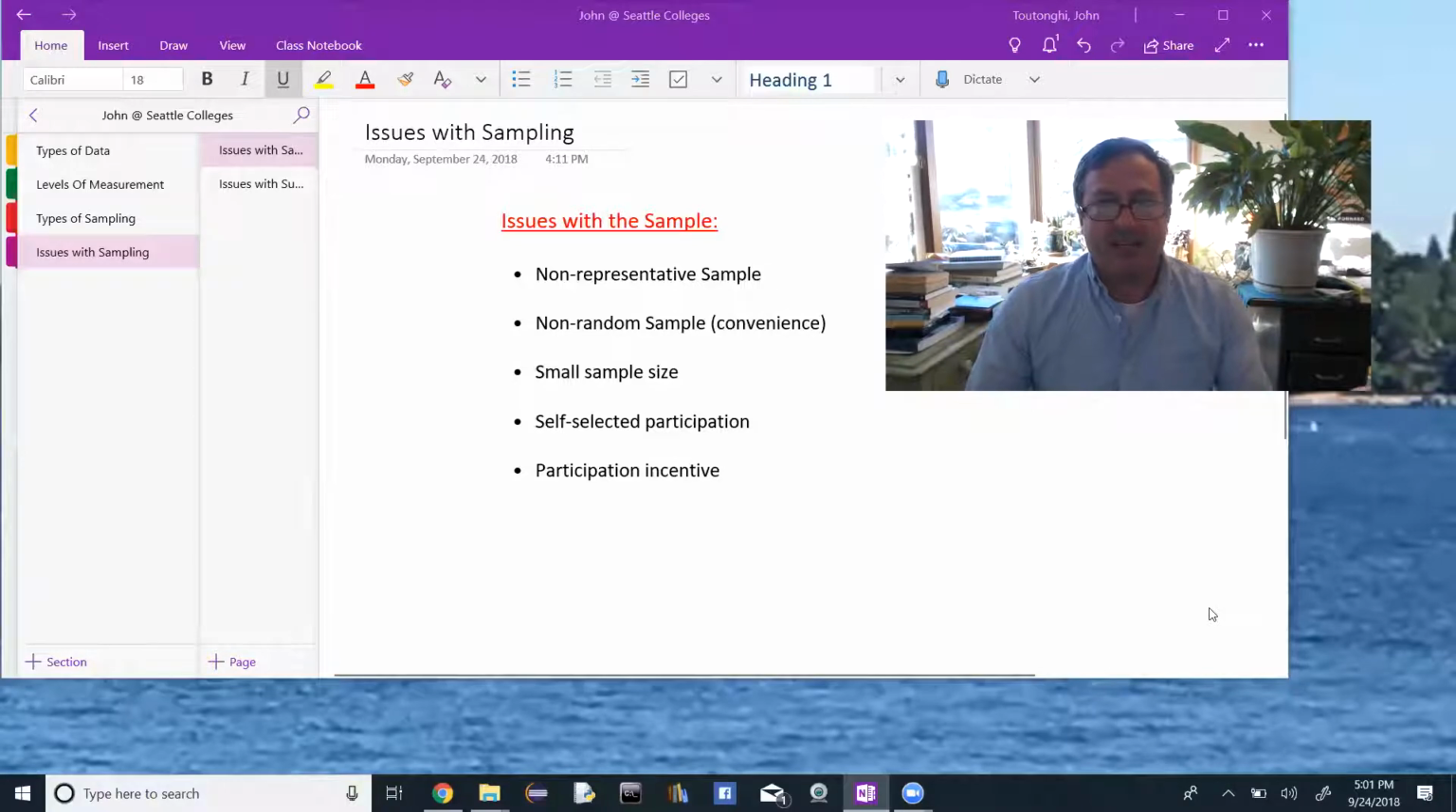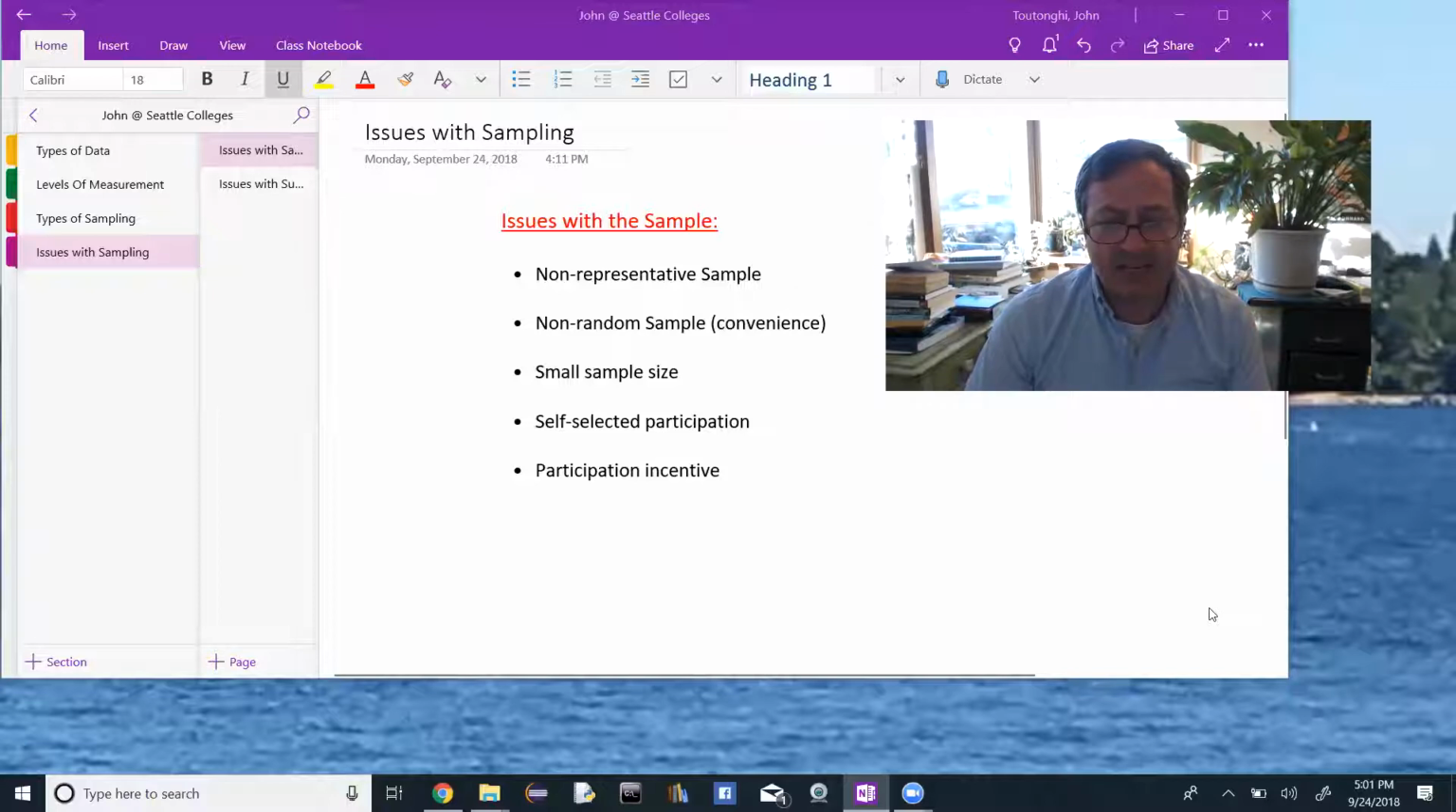So you get this kind of split participation, and the people who are semi-happy or not very technologically savvy aren't even going to go there at all. So self-selected participation surveys are not usually good.